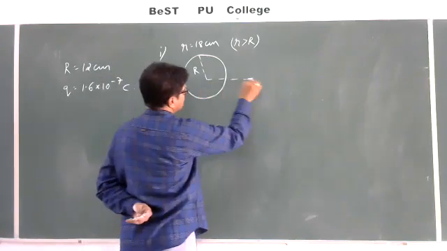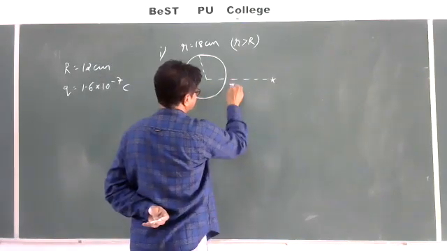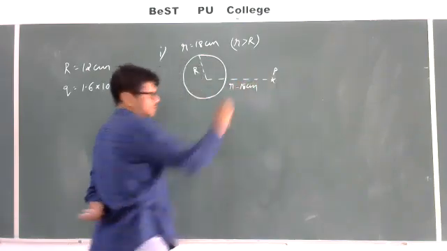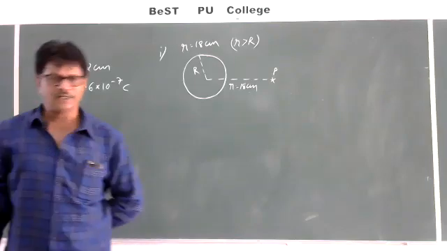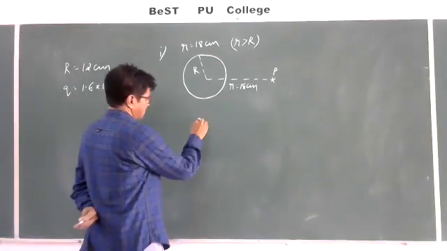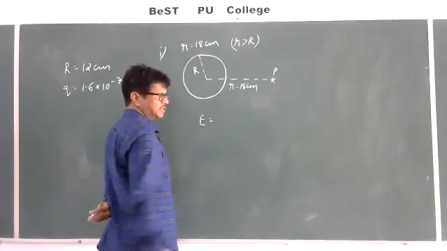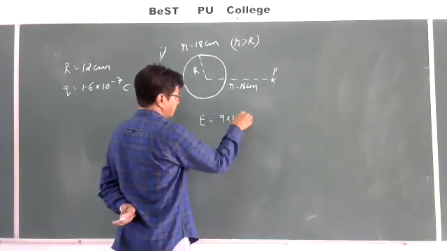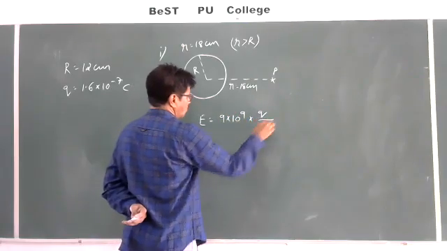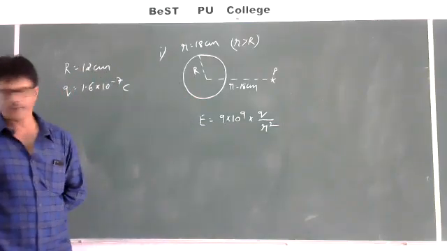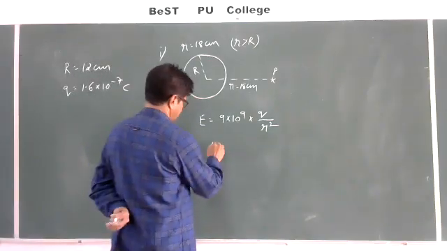Now he is asking us to find the values where the point P is outside. What is the electric intensity and electric potential? Electric intensity E is equal to 9 into 10 to the power of 9 Q by small r square.